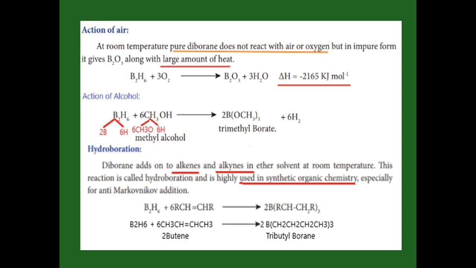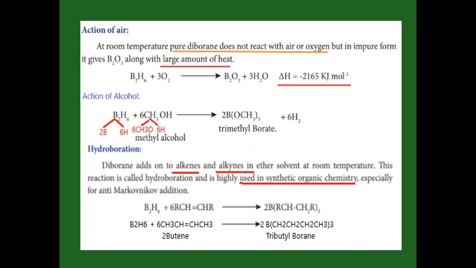Let's see the action of air on diborane. Pure diborane does not react with air or oxygen at room temperature, but in impure form it reacts with oxygen. It gives B2O3, that is boron oxide, along with water, and it gives a large amount of heat. That is indicated as delta H equal to minus 2165 kilojoule per mole.